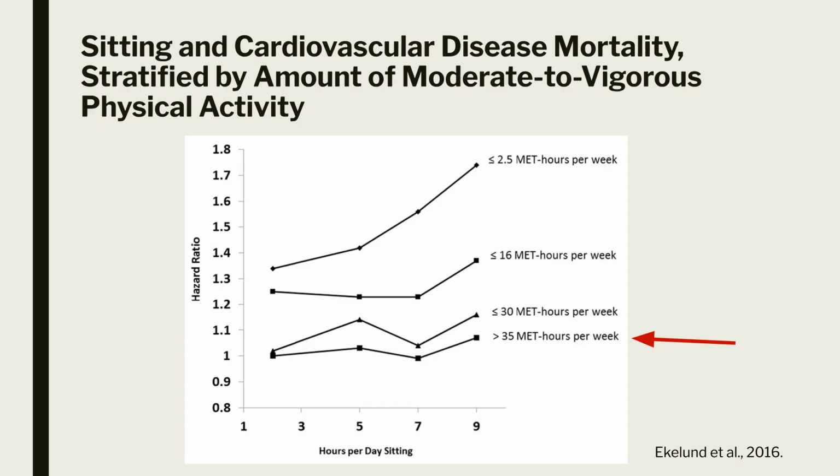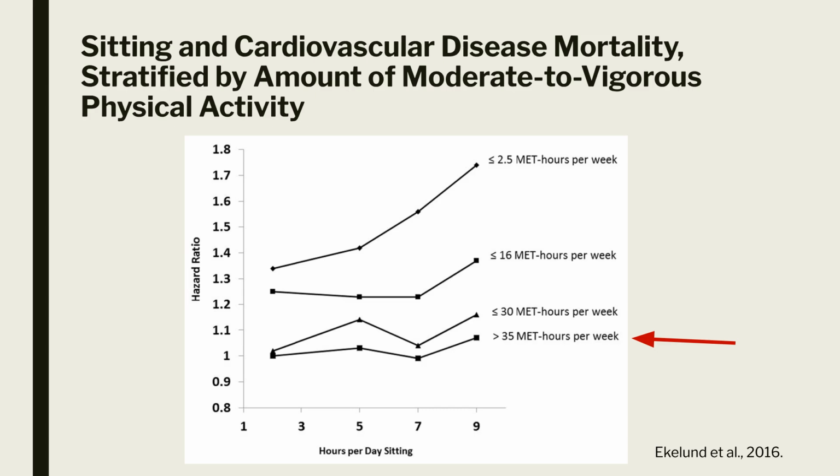This study examines the association between sedentary behavior and the hazard ratio of cardiovascular disease mortality across different levels of physical activity. As shown by the lower trend, high levels of moderate to vigorous physical activity, approximately 60 to 75 minutes per day, can largely offset the increased cardiovascular disease mortality risk associated with prolonged sitting.